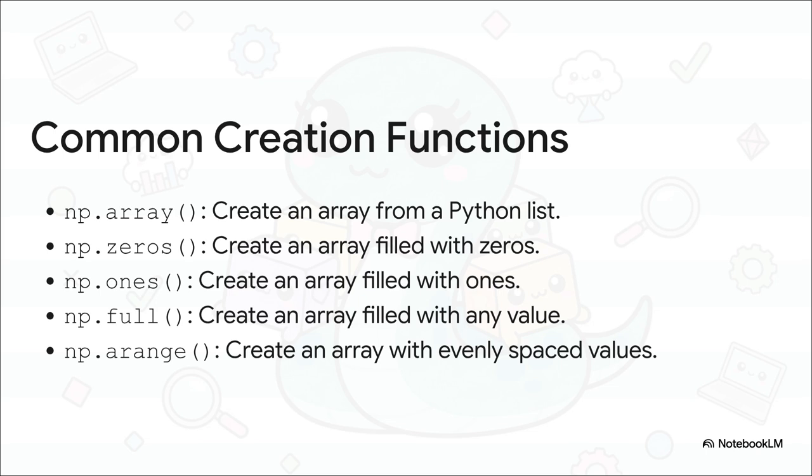If you need a different placeholder value, you can use np.full to fill an array with, say, the number 99. And np.arange is your go-to for creating a sequence of numbers. It works a lot like Python's range, but it gives you back a powerful NumPy array instead of a list.